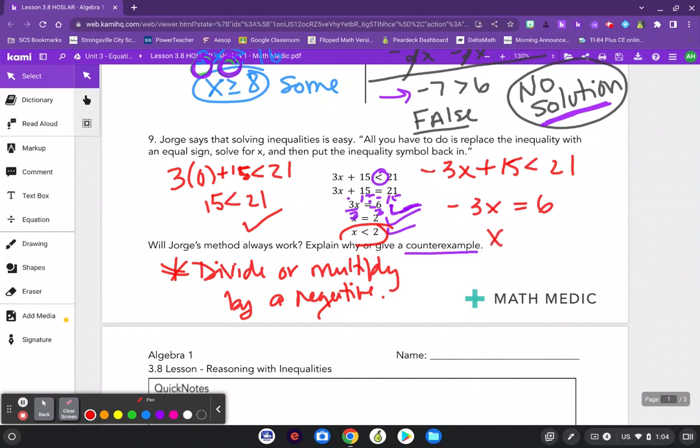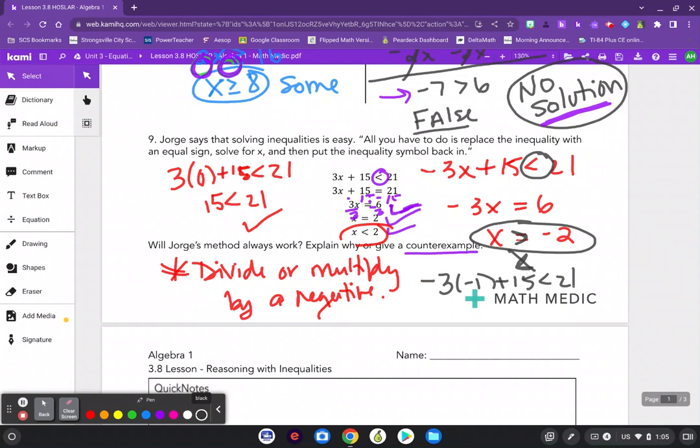Divide by -3, first of all, I get -2. But in this process, I would have to take the original inequality symbol and I would have to flip that. If I use Jorge's method and just put that inequality symbol, the original one, back in, I would be wrong. In this particular case, when I flip that symbol, I can pick any number bigger than -2 and substitute it in. -1 is bigger than -2.